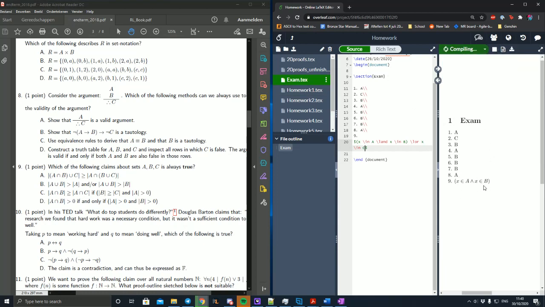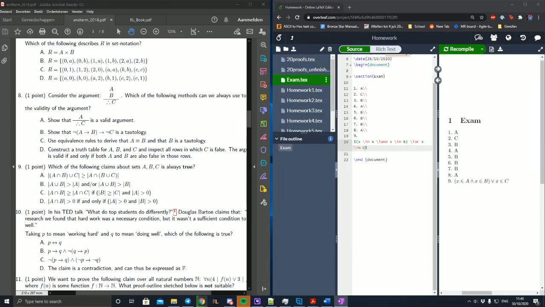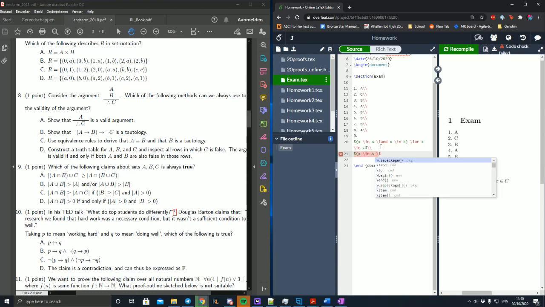Okay, compile. So we have x in A and (x in B or x in C). Then I can take my very nice notes here and see that by the distributive law, we can say that this is equal to (x in A or x in C) and (x in A or x in B). Let's see if that's correct.